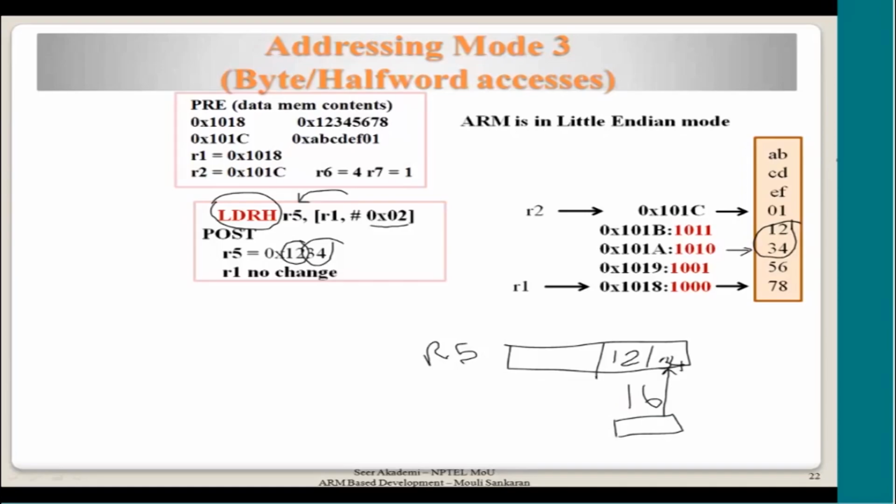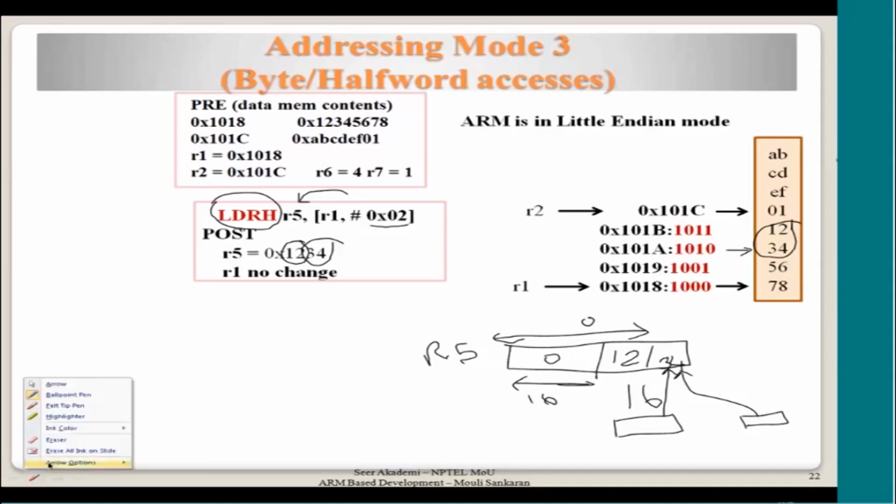Similar to byte, if a byte was loaded, it comes to the lower part of the register, and then it was backfilling it with 0 when you are doing a LDRB. Okay, you saw the example last time. Now LDRH we are seeing here, which actually copies 1234 and then fills the upper portion of the 32-bit register with 0.